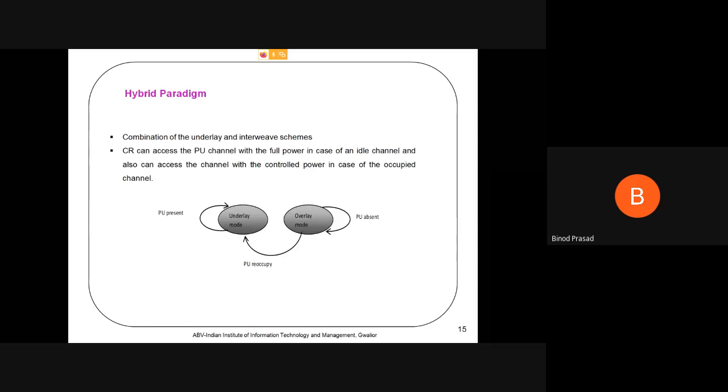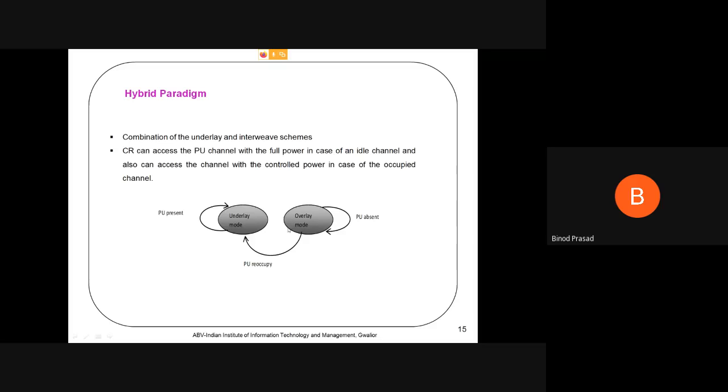This is interweave; I have written overlay here. Mostly interweave is also referred to as overlay, because interweave and overlay are somewhat similar, with a little bit of difference. So this approach combines the two approaches. That means if a user is there, then it will work in underlay mode. If the user is not there, then it will work in overlay mode. If the user comes back again, then it will switch back to underlay mode.